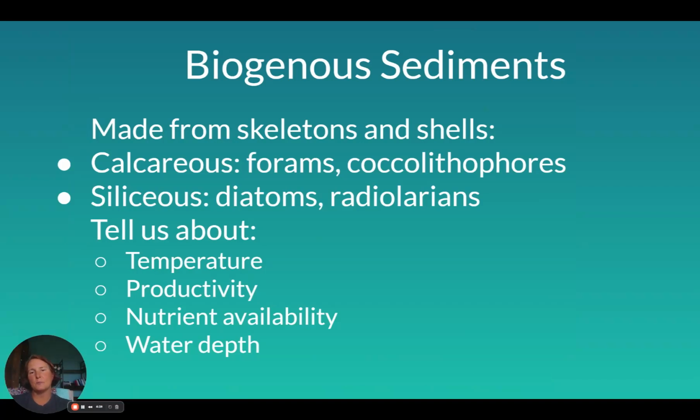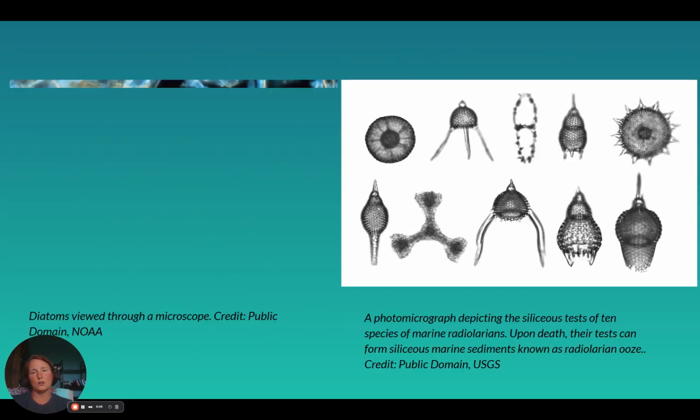Biogenous sediments are made from the skeletons and shells of mostly ocean organisms. Calcareous ones, made of calcium, are foraminiferans, coccolithophores. Siliceous is kind of a funny word, but it means they're made of silica, like glass essentially. Diatoms and radiolarians. And we'll look at all of them. They're actually really beautiful, especially diatoms and to some extent radiolarians. They're really interesting to look at and cool to see. So those biogenous sediments can tell us about temperature in an area. They can tell us about productivity, nutrient availability, and sometimes even water depth.